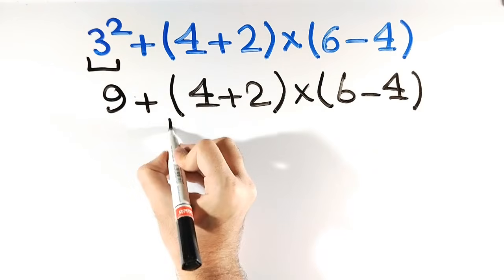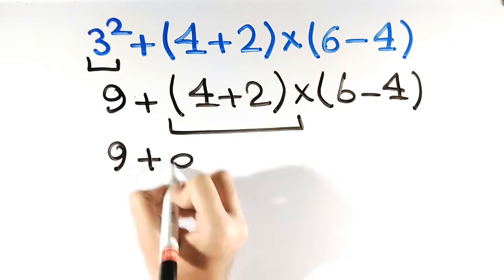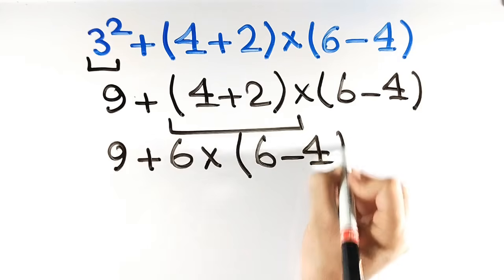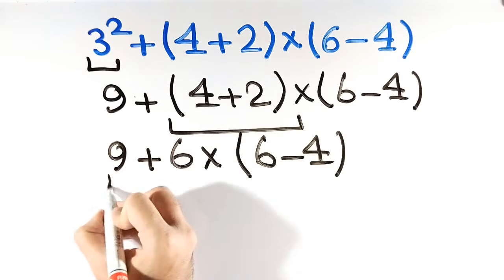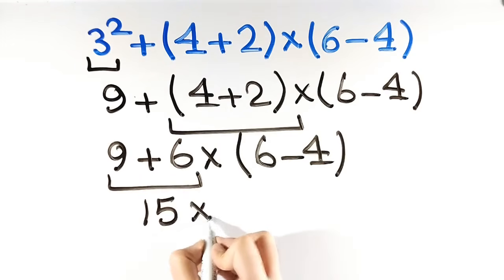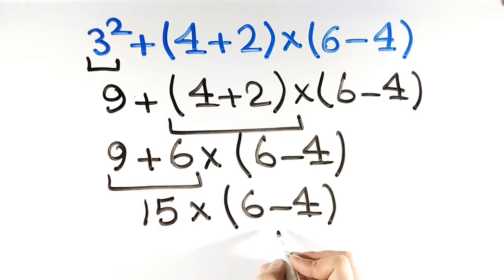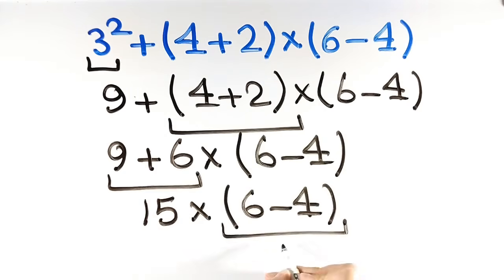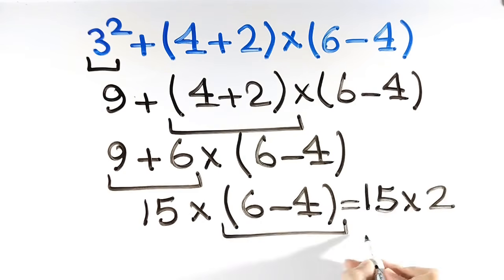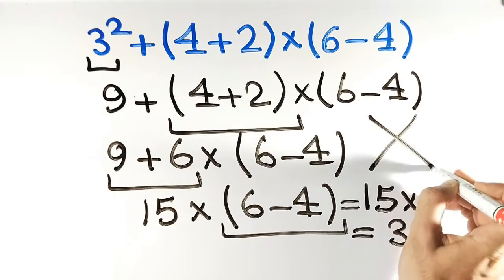And the next step, they go to the expression inside the first parenthesis and write this expression as 9 plus 6 multiplied by open parenthesis 6 minus 4 close parenthesis. Then they go for the addition between 9 and 6 and write this expression as 15 multiplied by open parenthesis 6 minus 4 close parenthesis. Next, they go to the expression inside the parenthesis and write this expression as 15 multiplied by 2, which finally gives them the answer 30. However, this answer is absolutely wrong.